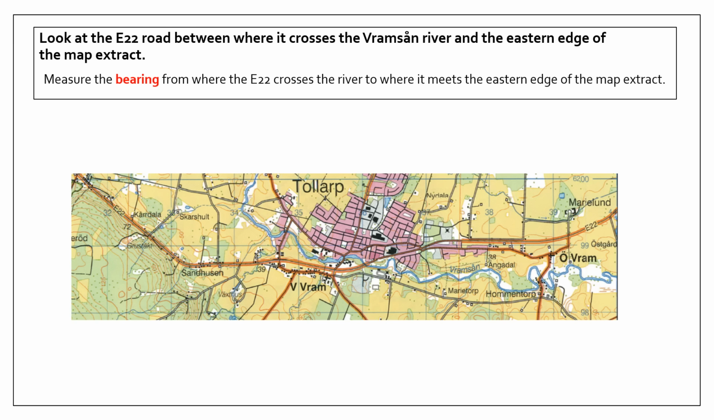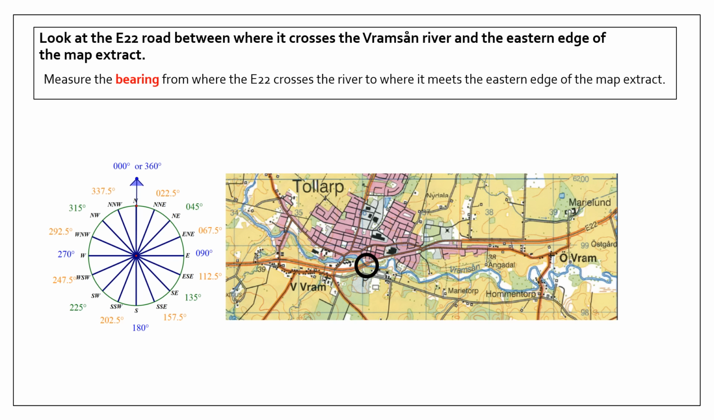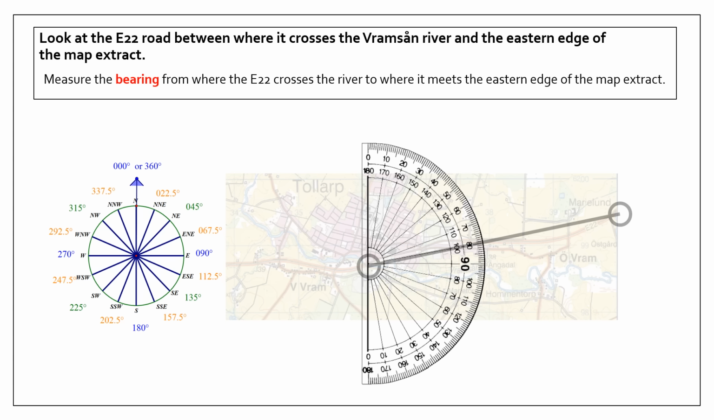Again, this is when your protractor is really useful. You've got the start point, you've got the end point, and you need to measure the bearing. So here, it's about 77 to 80 degrees. So I said about 79, and we know that is correct.